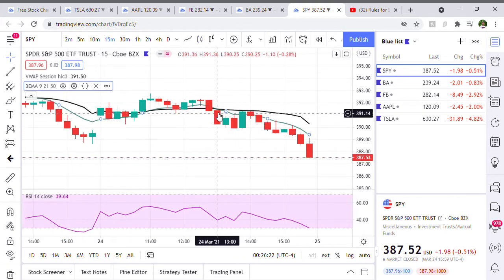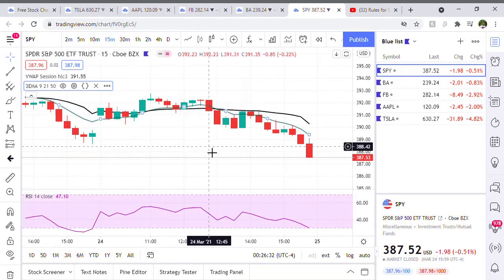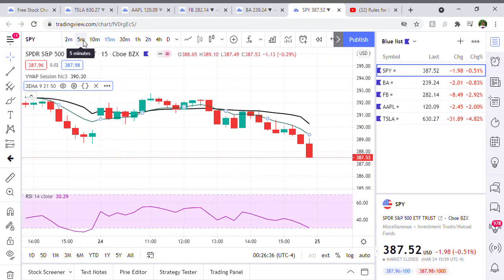Where are we? We are here at 1 p.m., when a complete candle was there below the 9 EMA. Now from here I will switch to the 5-minute chart. I am looking for a trade. How will I look for a trade?